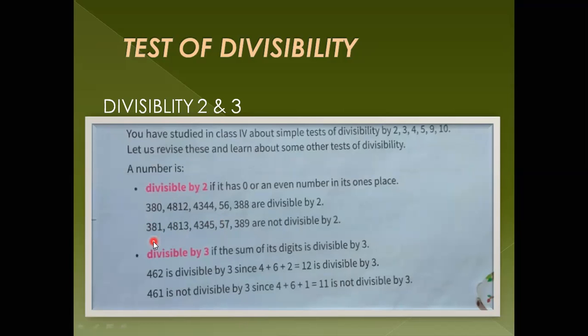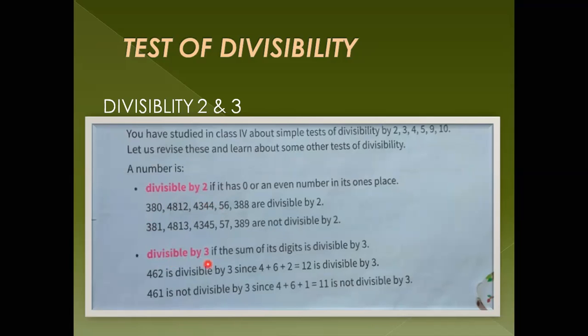Let us see another example: 381, 4813, 4345, 57, 389. These are all not divisible by 2. Why? See here, in the ones place you have 1, 3, 5, 7 and 9. These are odd numbers, so they are not divisible by 2. You have to remember that in the ones place it should be 0 or an even number. Then the given number will be divisible by 2.